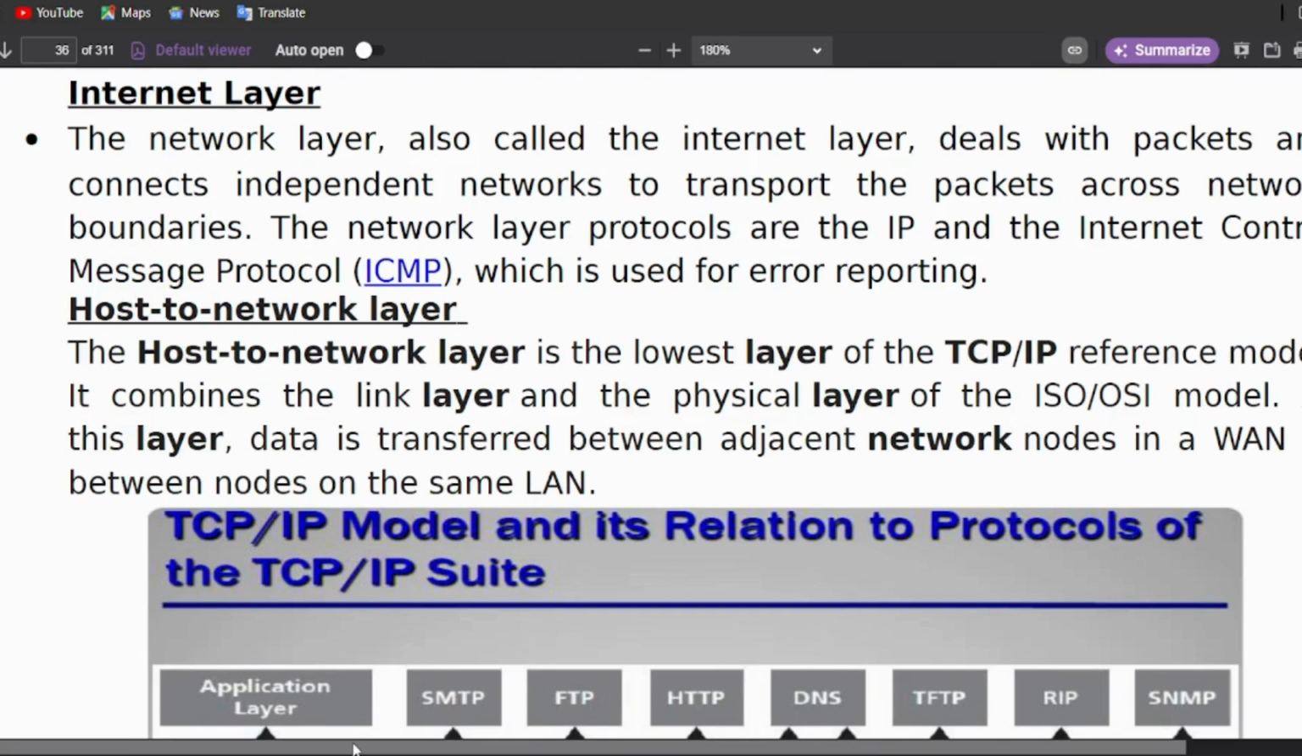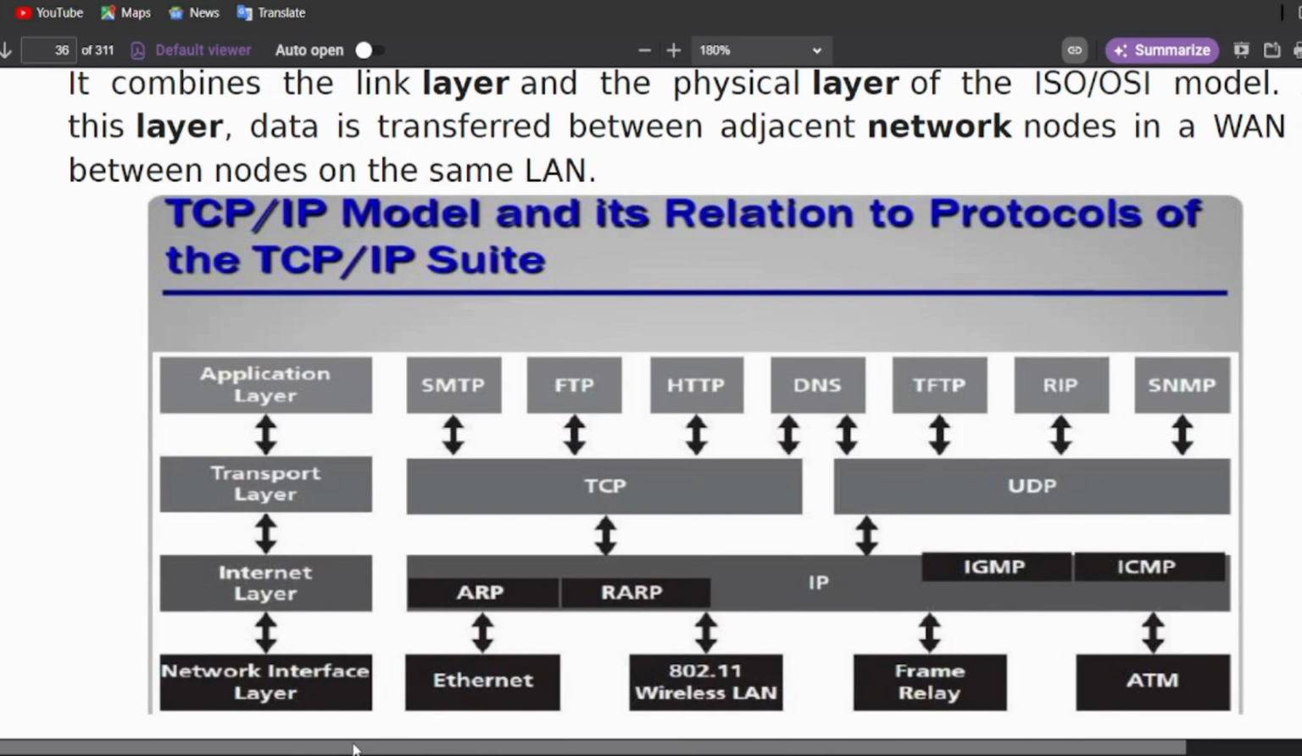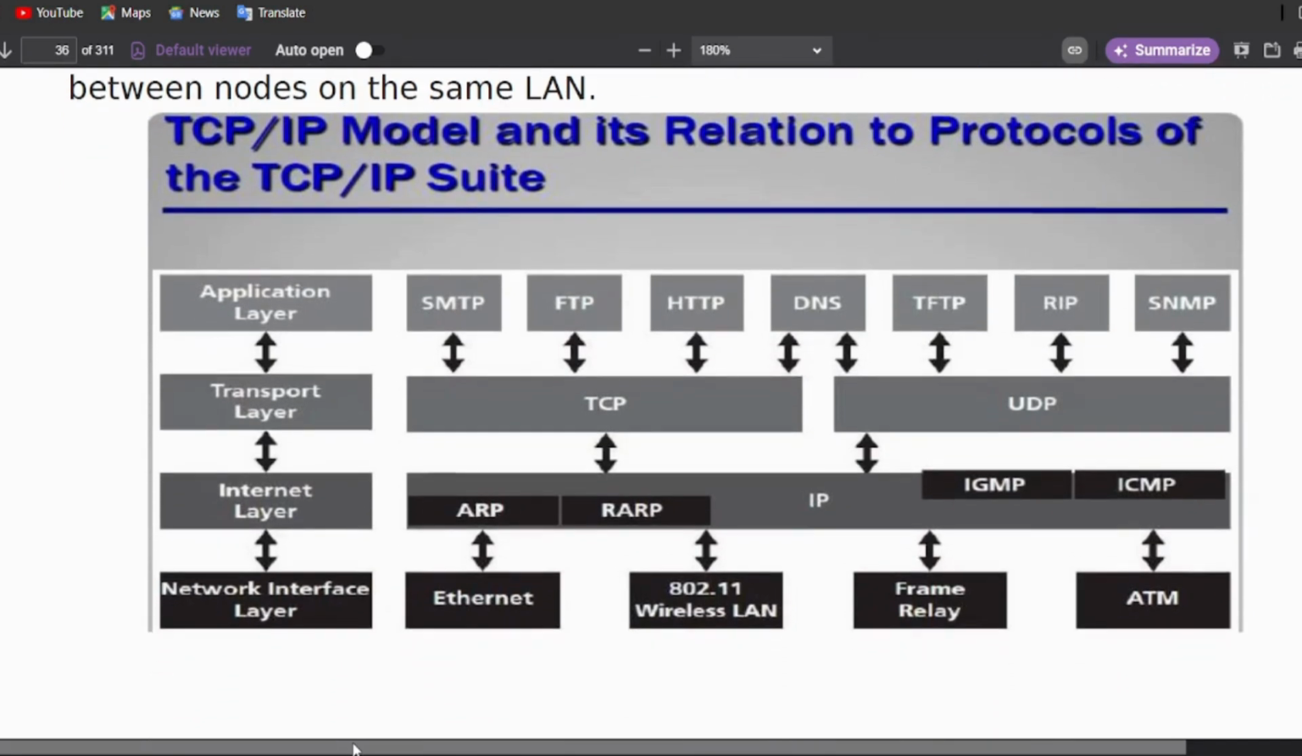ISO OSI model. At this layer, the data is transferred between adjacent network nodes in the WAN, that is wide area network, or between local area networks, as the same can be. Here we have the TCP/IP model and its relationship to the protocols of the TCP/IP suite.